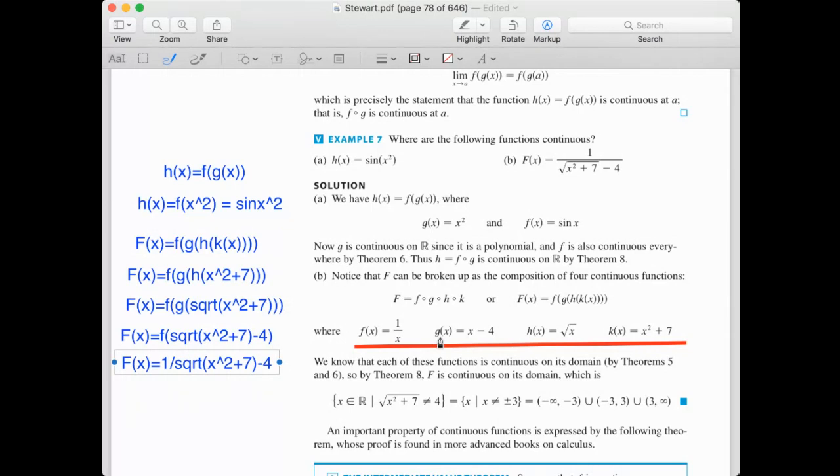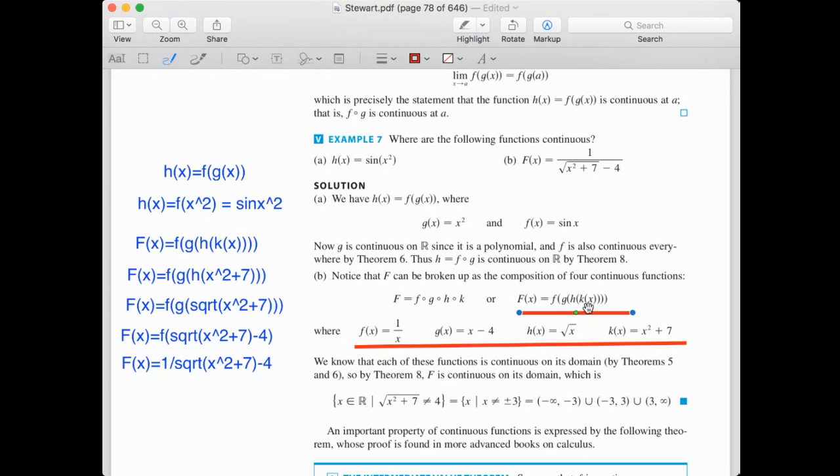Right, it's inside out. Composition functions inside out. You see the first one, right? F takes a G as the input. Well, going back here, F takes a G as the input. G takes H as the input. H takes a K of X as the input. So this is the definition of composition functions.